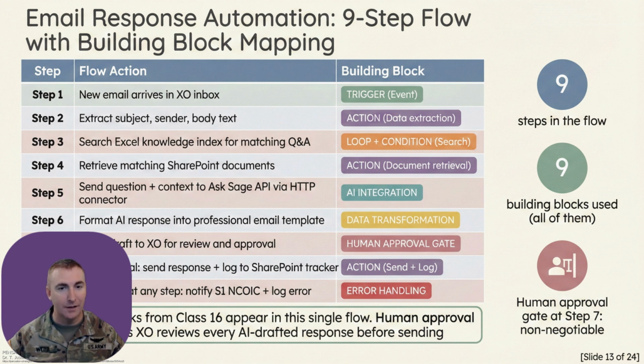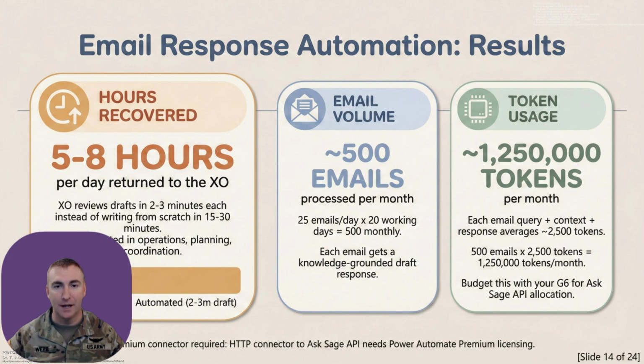No AI-drafted email leaves the XO's inbox without human review. That is the line between automation and abdication. So what does the XO actually get back in return? The XO recovers 5 to 8 hours per day. Instead of writing responses from scratch, the XO reviews AI-drafted responses in 2 to 3 minutes each.